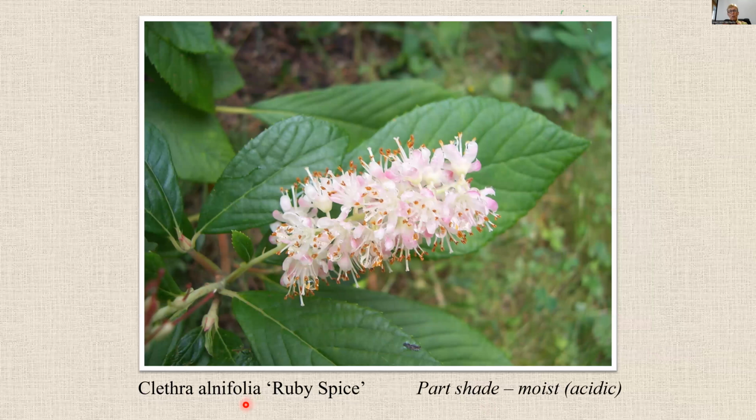Clethra pringlei Ruby Spice. This is a late season bloomer, and it likes part shade, moist soil, acidic conditions. It's heavily scented. You will smell this one before you see it when it's blooming, and it generally blooms in late August to September. Pretty dainty little bottle brush of little blooms. And the foliage looks good the rest of the year, so lots going for it.